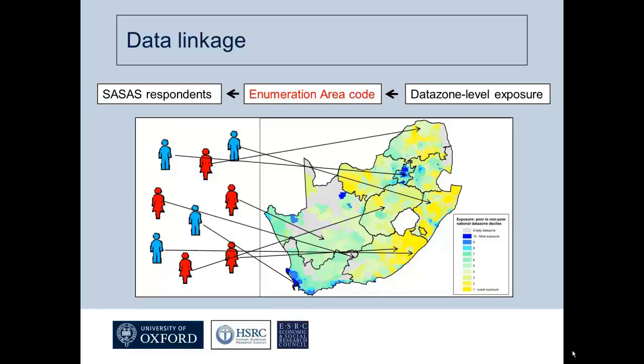And through that, we were able to assign the data zone level exposure to inequality scores to each individual respondent, and the data zone level poverty rate to each individual respondent.